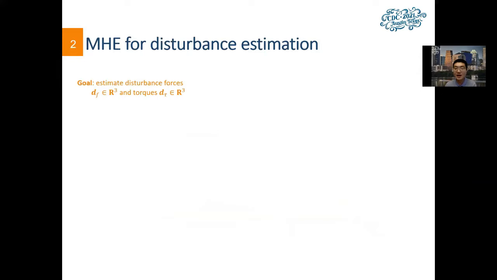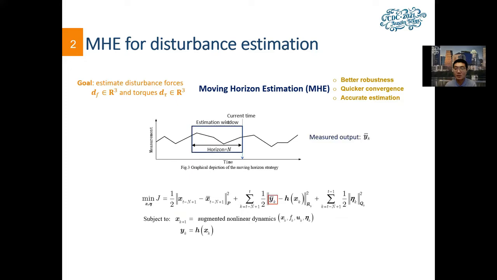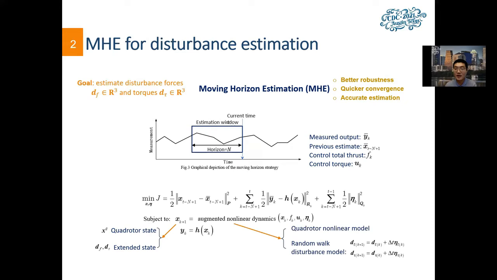Our estimation goal is to estimate three-dimensional disturbance forces and torques using moving horizon estimation because of its superior performance in robustness, convergence, and accuracy. With the most recent measurements in the estimation window, previous estimates, and control inputs, an MHE can find an estimate of disturbances by solving this nonlinear optimization problem that best fits these measurements, where we extend the quadrotor states with disturbance and likewise augment the quadrotor nonlinear model with a random walk disturbance model. At the next sampling, we move the estimation window forward and repeat this optimization again.